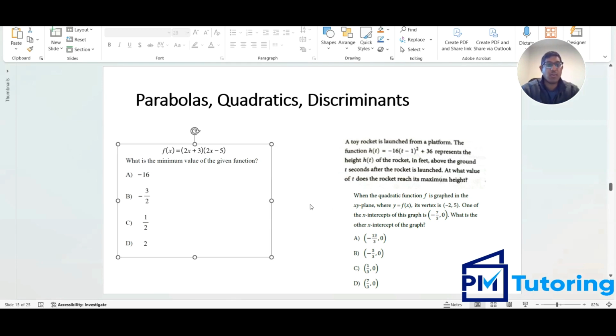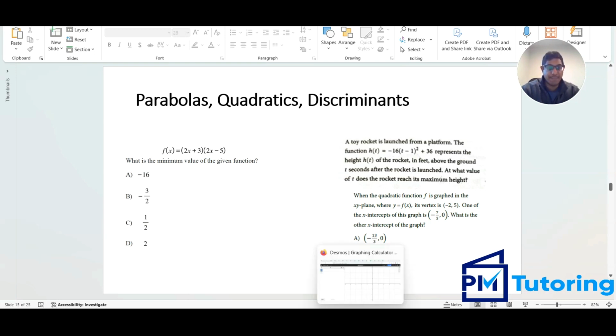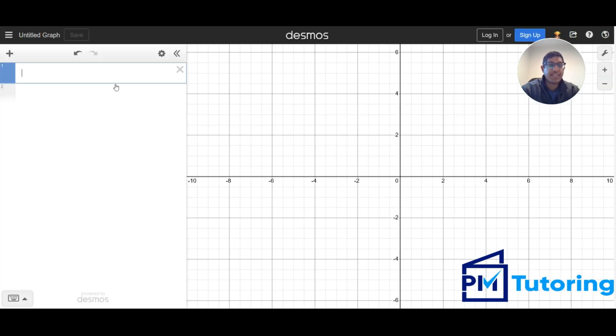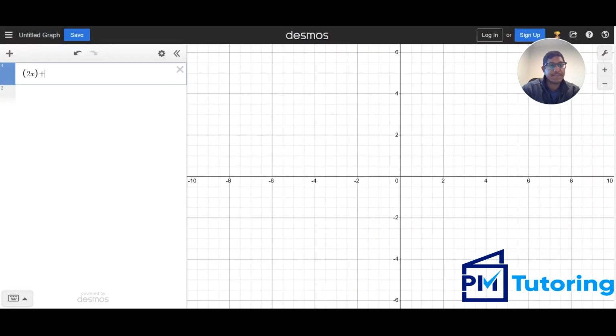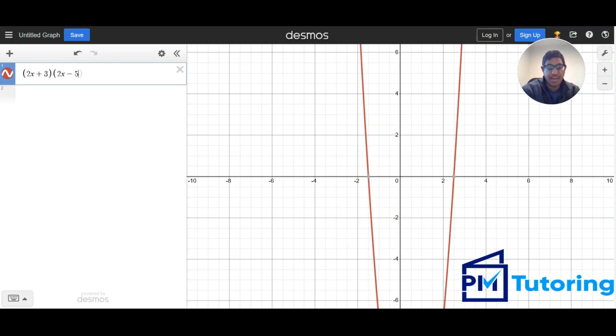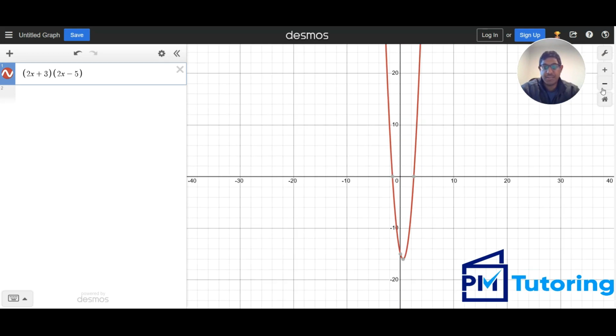Let's take a look over here. What is the minimum value of the given function? So here we have a parabola in what we call intercept or zero form, right? That binomial pair over there that's been factored out. So we just graph that. So that's 2x plus 3, and 2x minus 5.